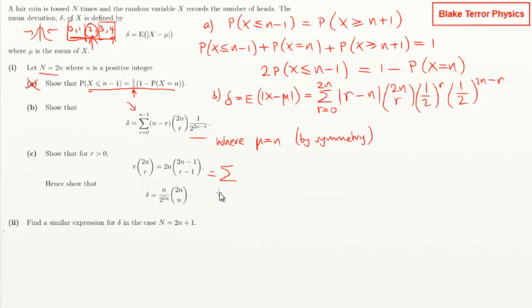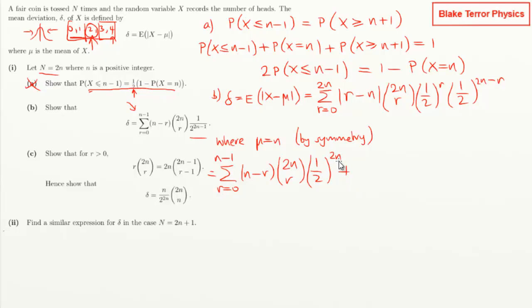So the modulus will take effect up until, well, let's go up to n minus 1. As soon as r hits n, we get a 0 out of it, so we can just ignore that one completely. But for r from 0 up to n minus 1, the modulus is taking effect, so we'll just flip that around and put it in brackets. And then we've got all the rest of it. I'll combine those halves. That would just be a half to the 2n.